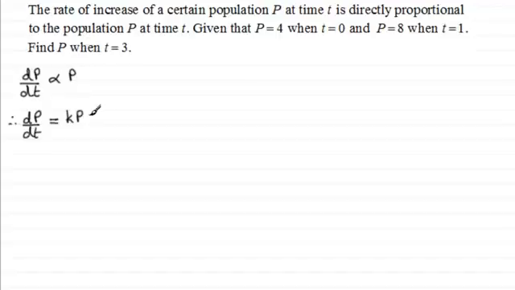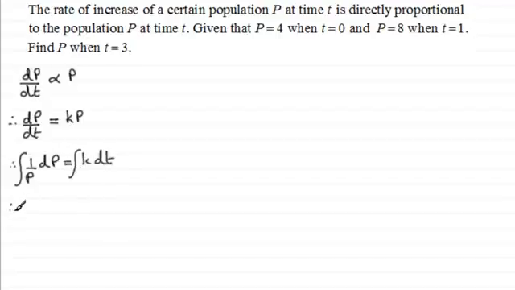Now, what we've got to do is solve this differential equation. And we do this by separating the variables. We can see now that we can divide both sides by P and remove the dt, and we get 1 over P dP equals k dt. And we must integrate both sides at this stage. So we integrate that side and we're going to integrate that side there.